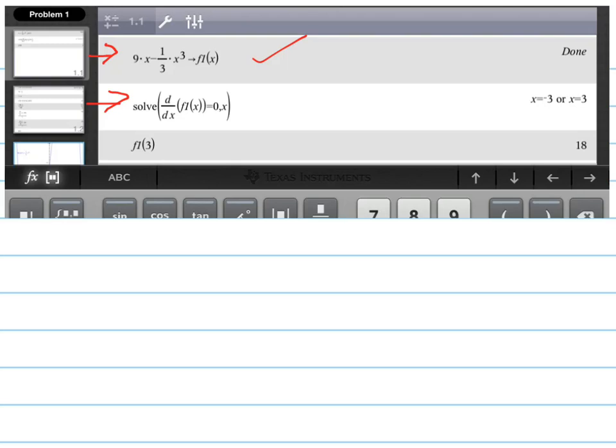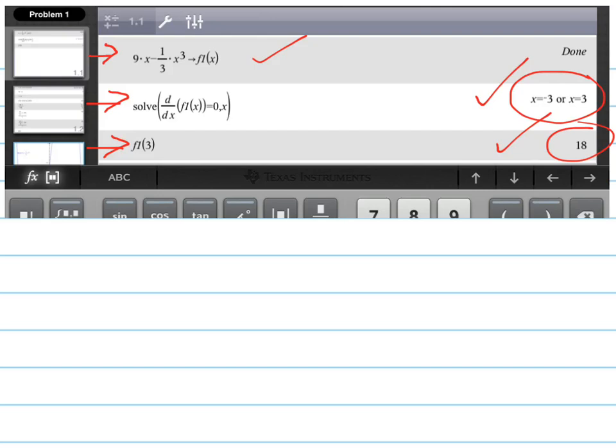So the calculator is going to work out the derivative function, the gradient function, and it's going to set it equal to 0, and it's going to solve it for x. Isn't that a clever little calculator? So x is 3 or minus 3. Of course, we rejected the minus 3 because we noticed what the boundary conditions for t were in this question. So we just then go f1 of 3 and we get 18. Not bad.